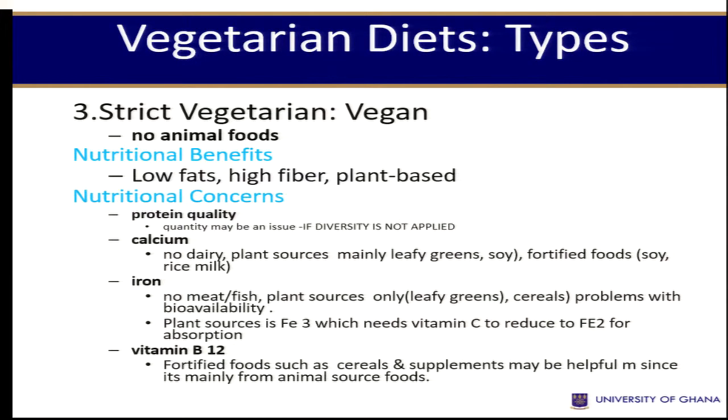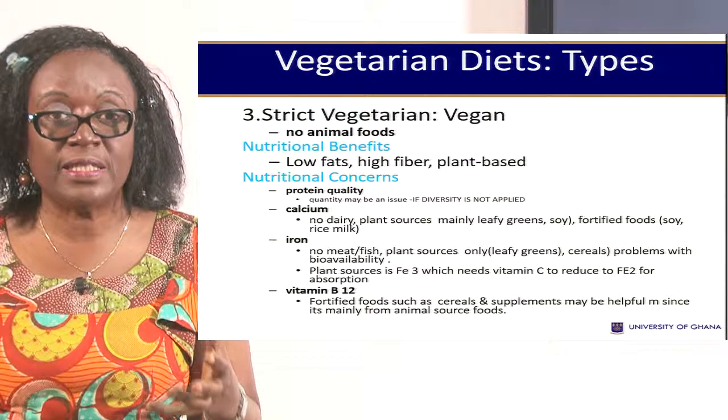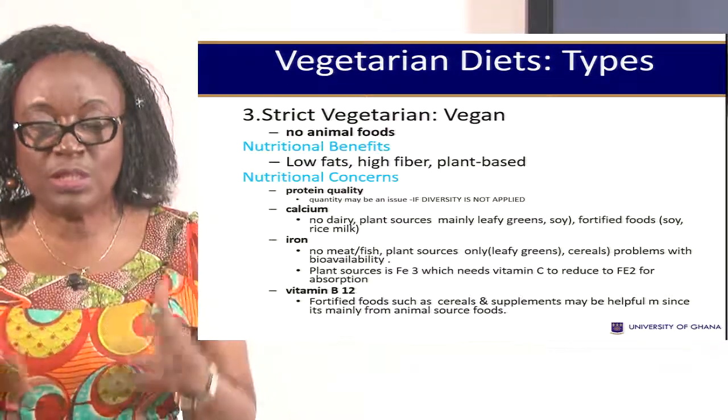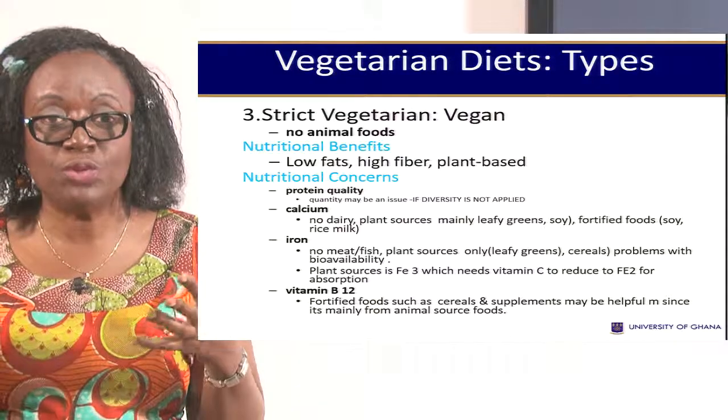Then we have the strict vegetarians, no animal food at all. So they have the advantage. They are basically based on plants. So the nutritional concern is basically how to get them to improve their protein quality. But as we understand, combining two or more foods will be an easy way to improve the protein quality. That is the key. And then another important problem with them is vitamin B12.